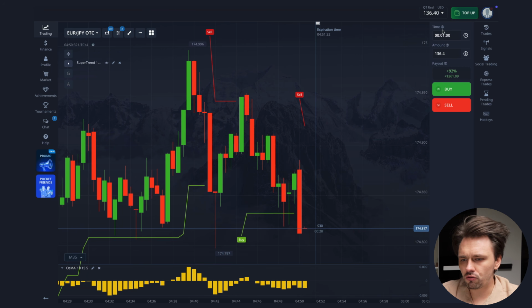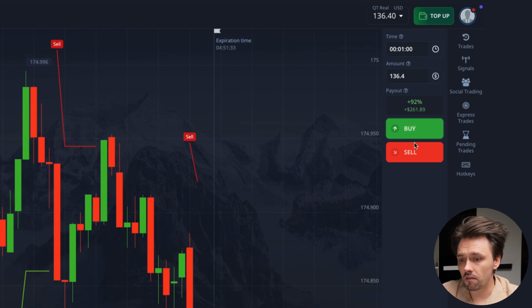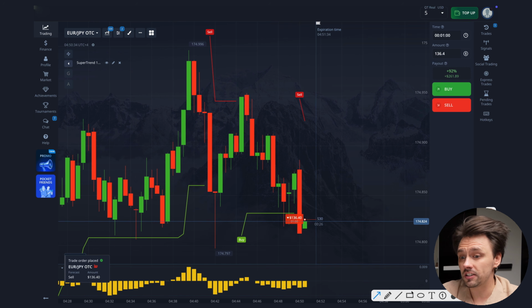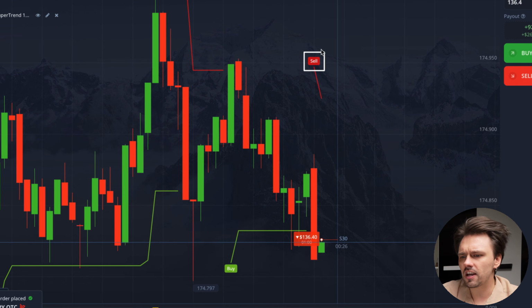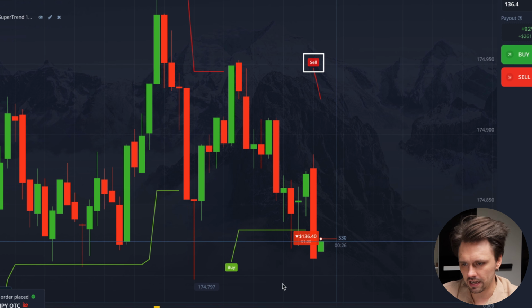So I'm ready to enter a trade. According to my forecasts, the market will fall. I'm opening to the downside for $136. A red line has already appeared above the candles. That is a sign that a clean downtrend has begun.